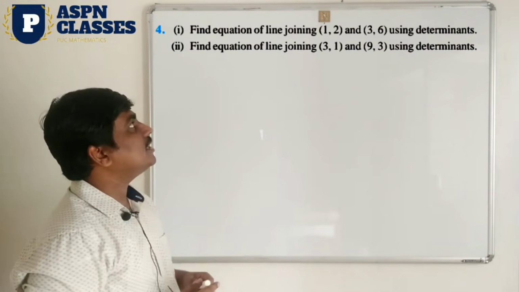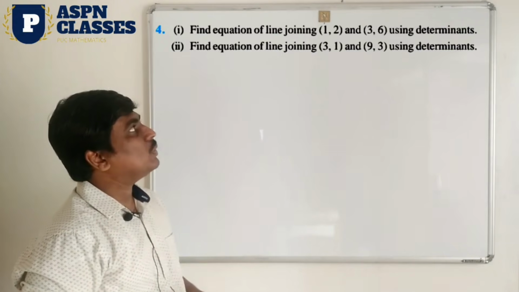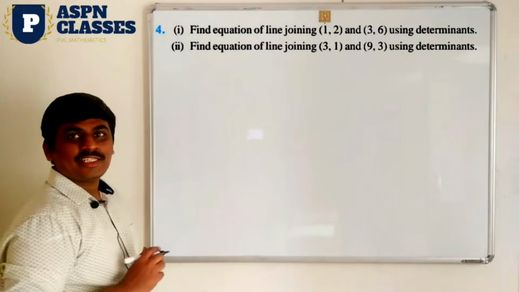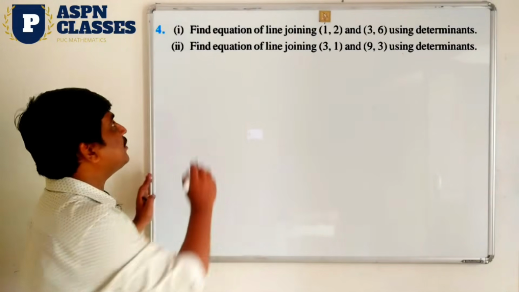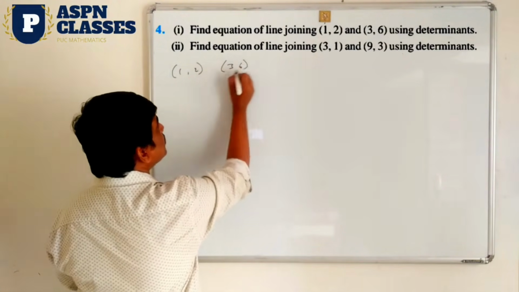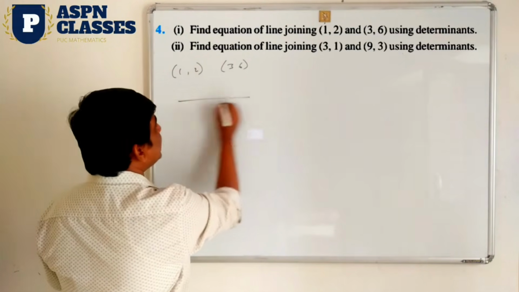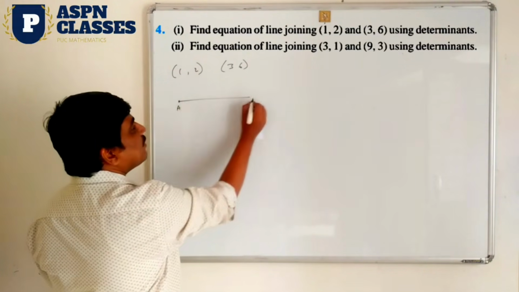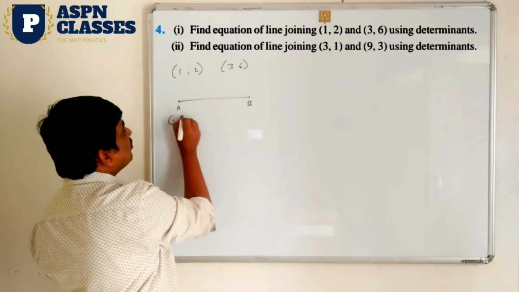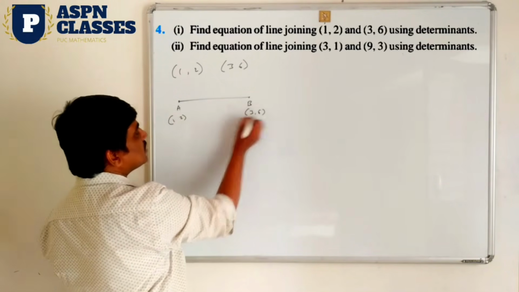Find the equation of the line joining 1, 2 and 3, 6 using determinant method. So what points are given? You have to find the equation of the line. It means the points are 1, 2 and 3, 6. 2 points are given here. Suppose you take it, this is the line. Here is the A point and here is the B point. Okay, so A point is given 1, 2, B point is given 3, 6.